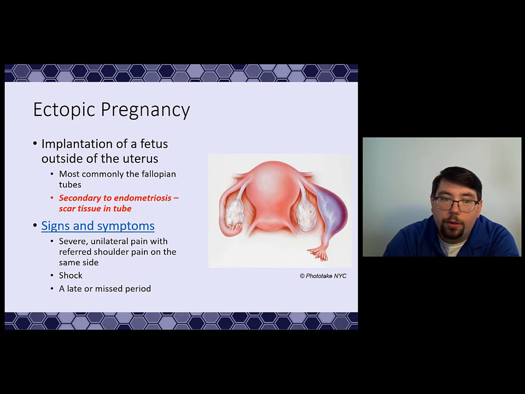Ectopic pregnancy. With ectopic pregnancies, this is truly a life-threatening emergency. It's one of the most common problems associated with the fallopian tubes. And typically you see that secondary to some type of endometriosis or PID or some type of scar tissue that's developed in those fallopian tubes. Symptoms for this, folks: severe unilateral pain with referred shoulder pain on the same side, shock, and a late or missed period. Shock is a big one because if this were to rupture, they're going to bleed massively to the point where they may actually hemorrhage out.